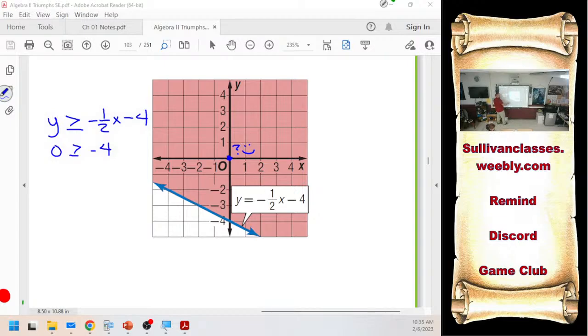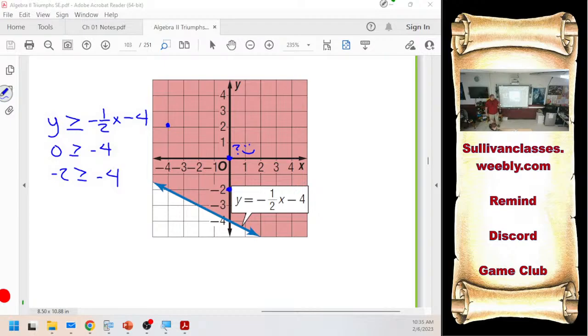Anything over here would have worked. If I would have plugged in (-4, 2), it would have worked. If I would have plugged in (0, -2), it would have worked, right? -2 in for y, 0 in for x. Is owing someone $2 better than owing someone $4? Yep. So you pick a point, plug it in, and if it works, everything on that side works.